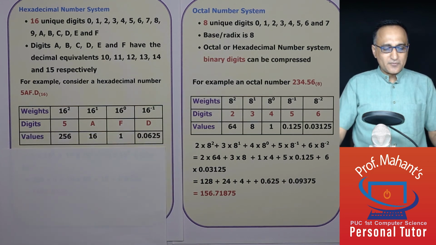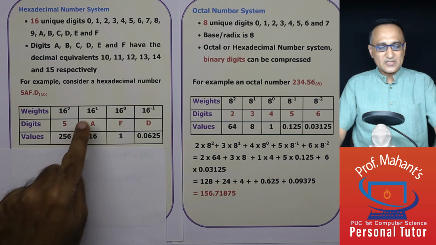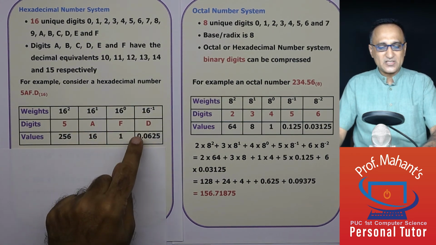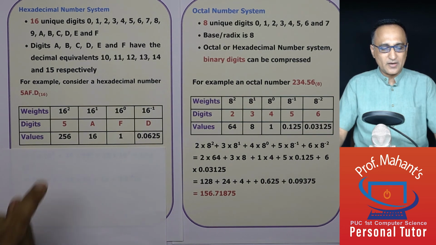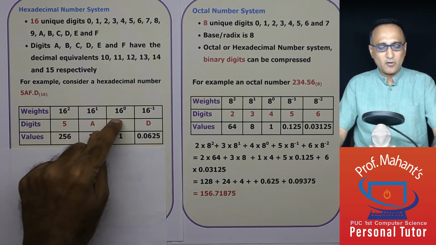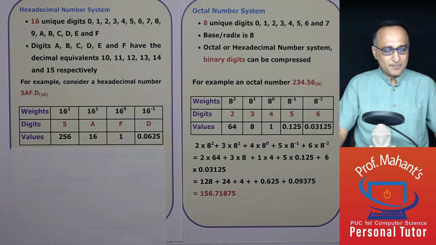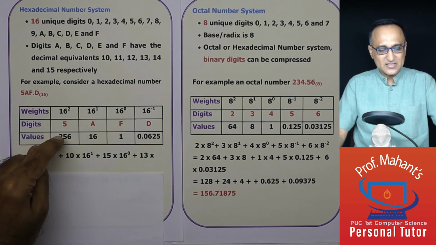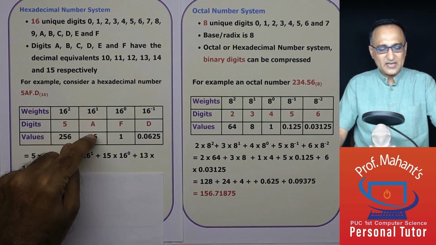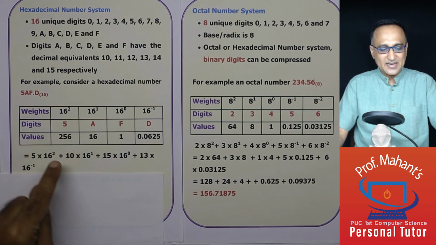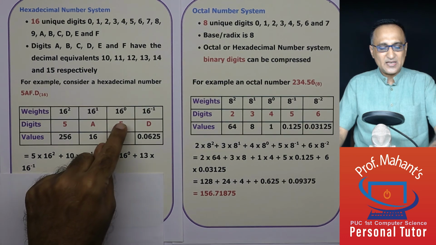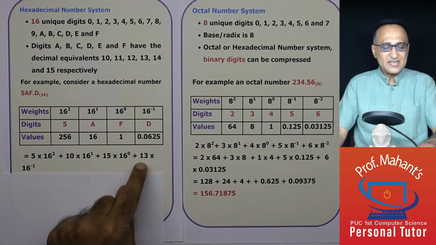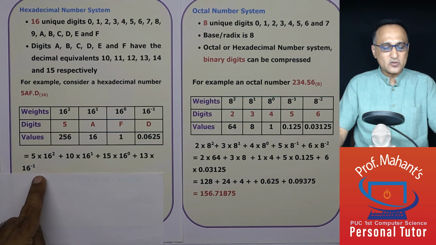Now what are the values of these weights? 16 squared is 256. 16 raised to 1 is 16. 16 raised to 0 is 1. 1 upon 16 is 0.0625. Now we need to multiply all these together and add them up. So let's see how that is done. It is 5 into 16 squared, which is 256. A into 16. A is nothing but 10. So it is 10 into 16. F is 15. So 15 into 1. Then D is 13. 13 into 16 raised to minus 1.